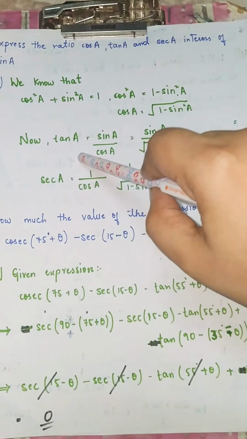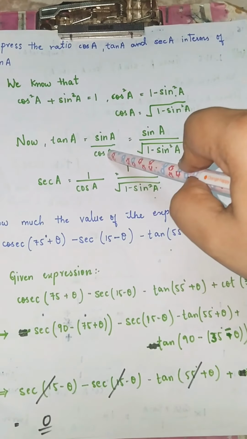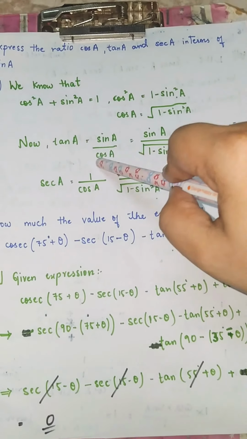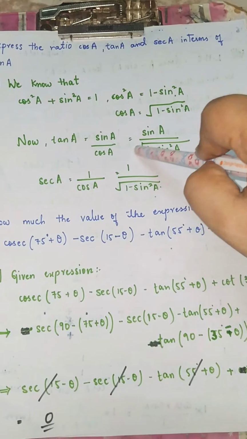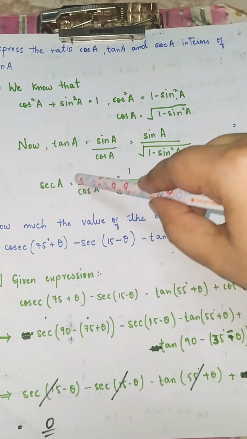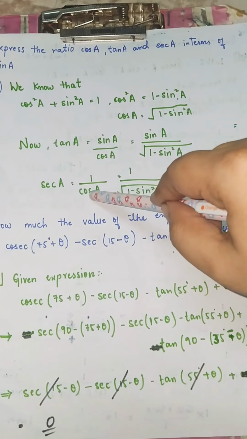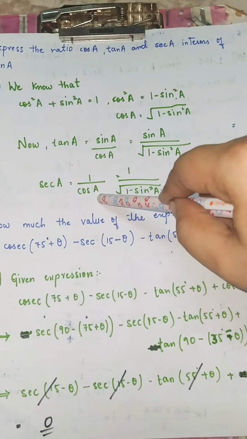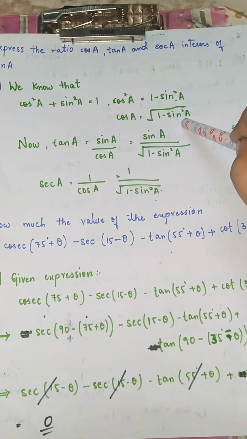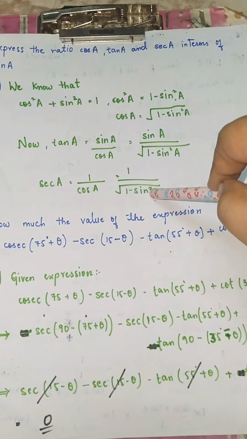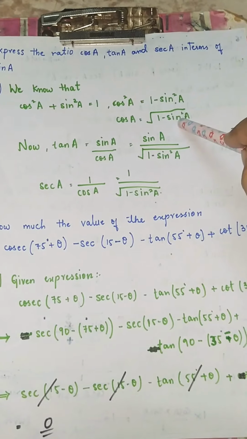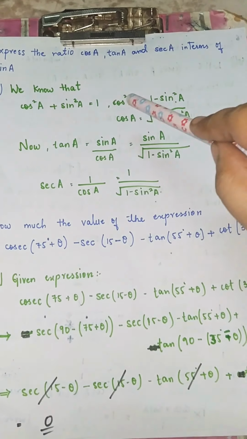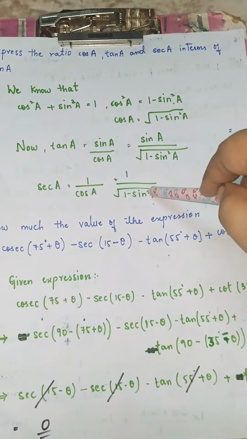Now tan A is equal to sin A by cos A. This is one of the identities. Sin A by, instead of cos A, we are taking root 1 minus sin square A. Sec A is equal to 1 by cos A. This is one of the identities. It is equal to 1 by, instead of cos A, we are taking root 1 minus sin square A. Here we got cos A in terms of sin A. We have got tan A in terms of sin A and sec A in terms of sin A.